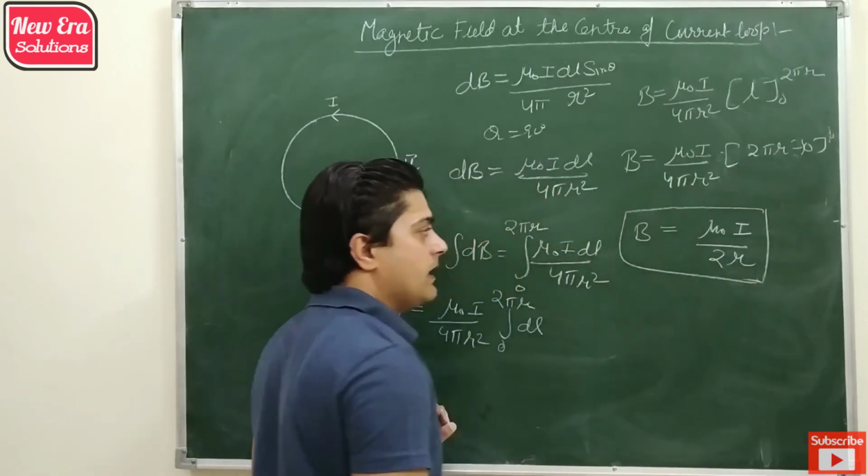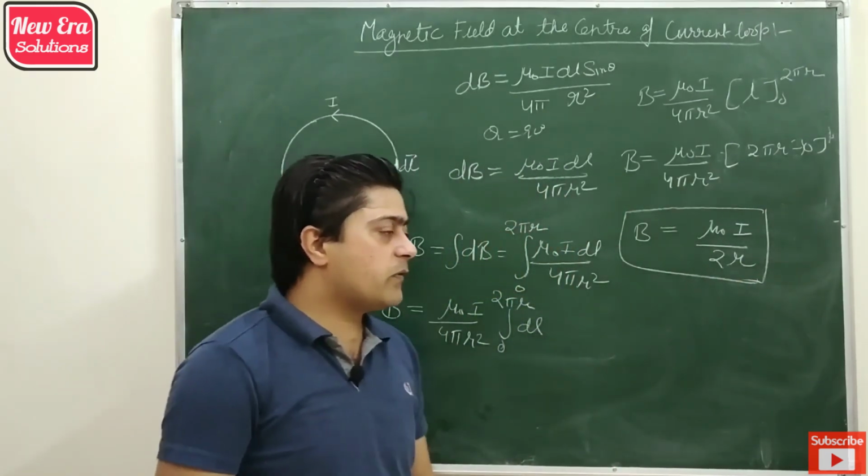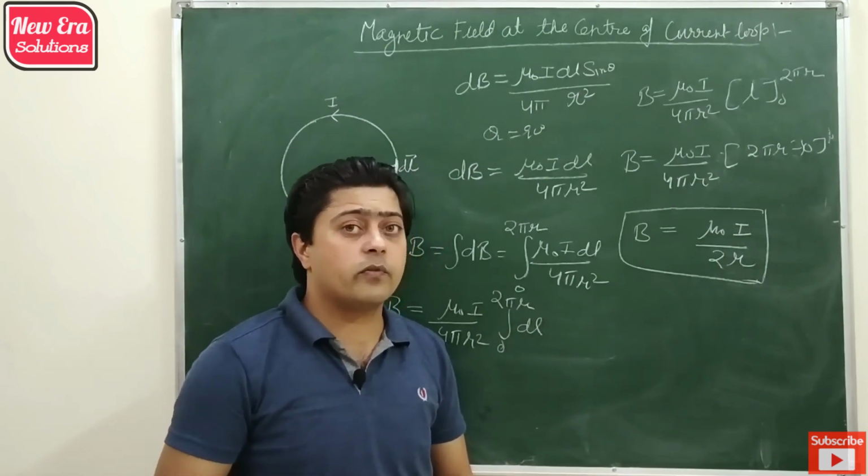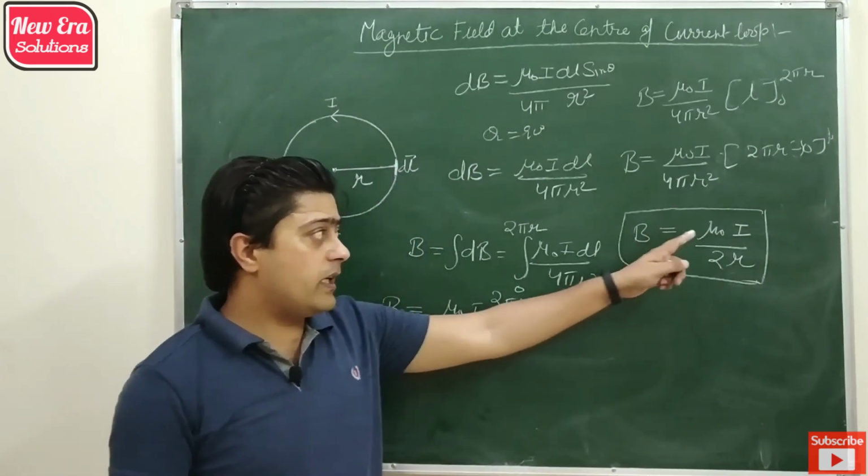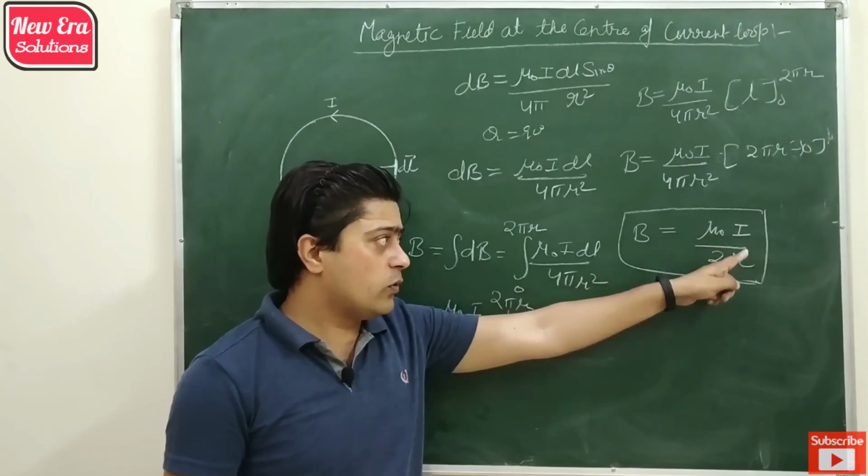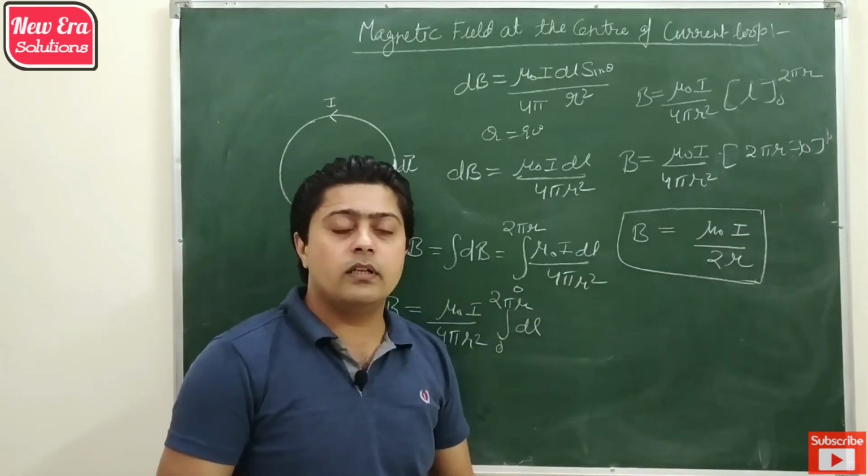So this is the magnetic field at the center of a current carrying loop, which depends on the current of the loop and the radius of the loop.